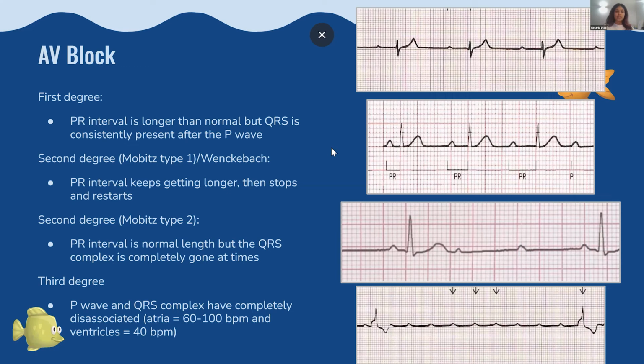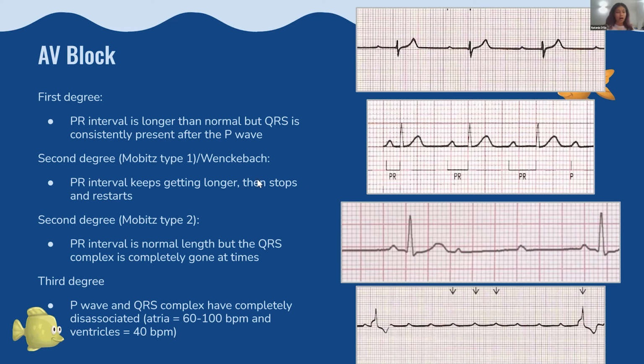So then the next one, which is second degree, type 1, and if you're doing some research, it might come up as Wenckebach. I'm not sure if I said that right, but that's something to look out for. For second degree, the PR interval just keeps getting longer, and then we stop, and then the whole process restarts again. And you can see that here in this second one.